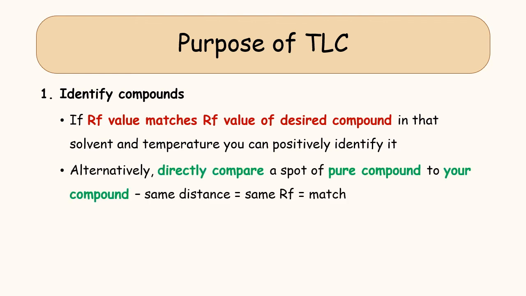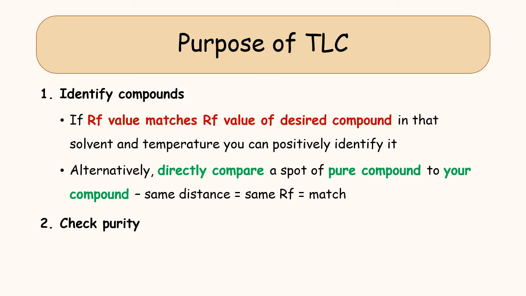Alternatively, if you've got some pure compound, you can run your sample directly on the same TLC plate as the pure compound, and if they travel the same distance and have the same RF value as a result, you can say that your compound is a match for that compound.